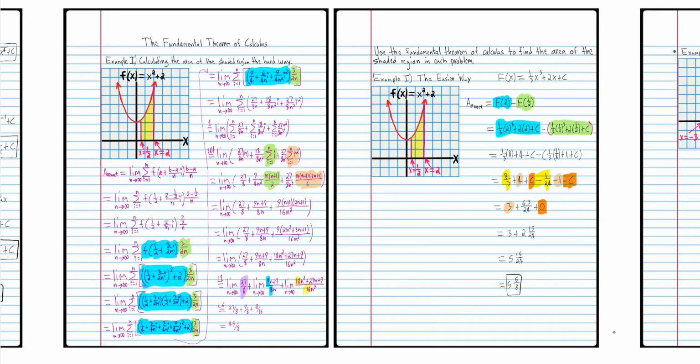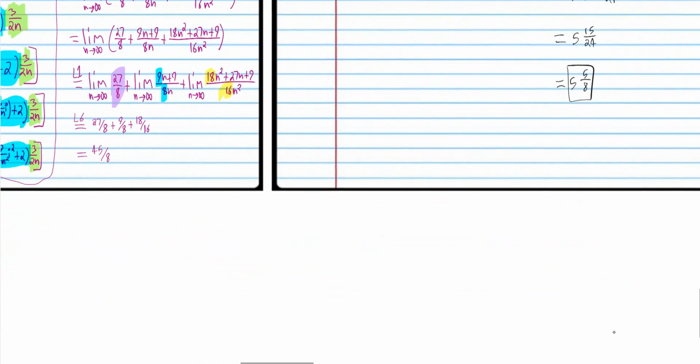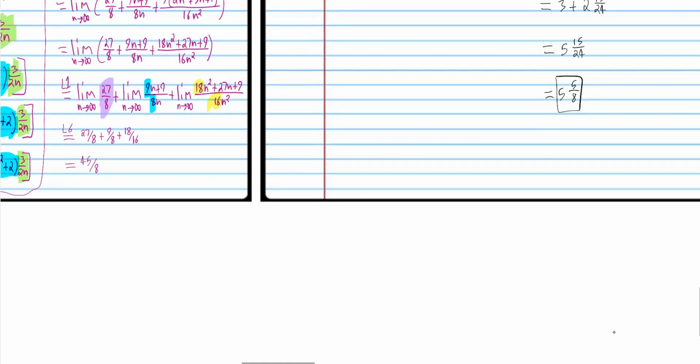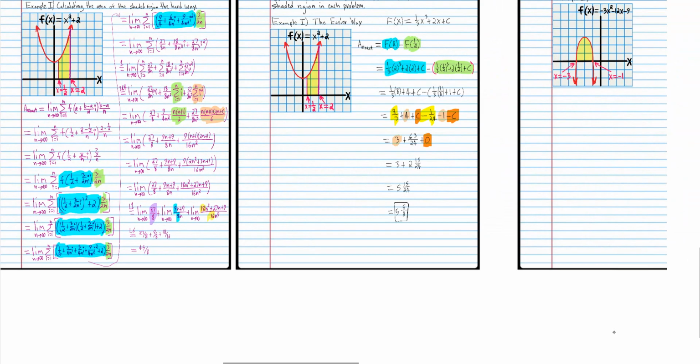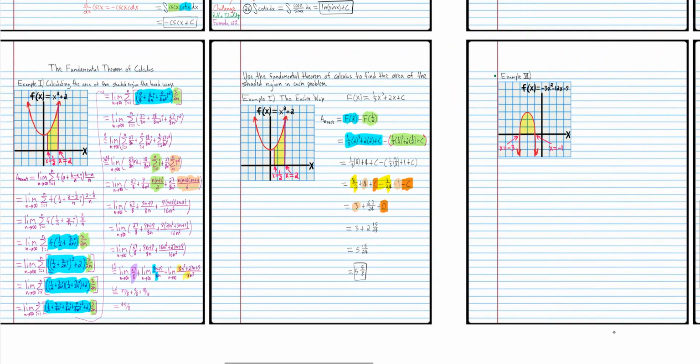The big question is, did we get the same answer? So over here we got 5 and 5 eighths. Over here we got 45 over 8. Is that the same thing? And the answer is yes. If you change this to an improper fraction, you get 45 over 8. And you can confirm that on your calculator if you want to. So that is the fundamental theorem of calculus.